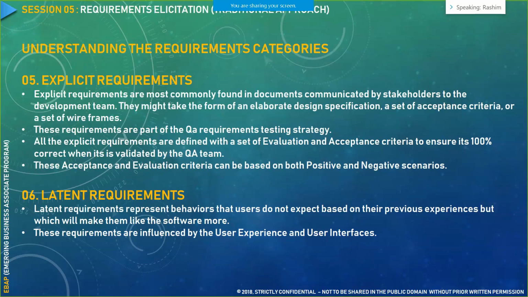The fifth category of requirement is explicit requirement. It would be a straightforward requirement, like in general perspective, whenever we are writing a functional requirement, those are categorized as explicit requirement. So in order to validate those requirements, we would have the necessary acceptance and evaluation criteria needed for that particular requirement. So explicit requirements are pretty straightforward in nature.